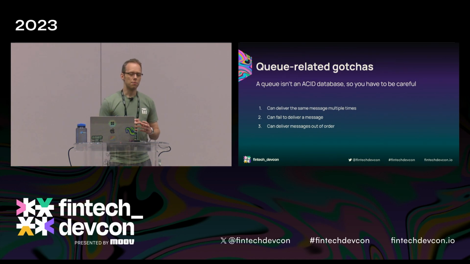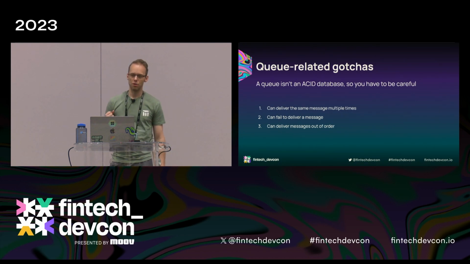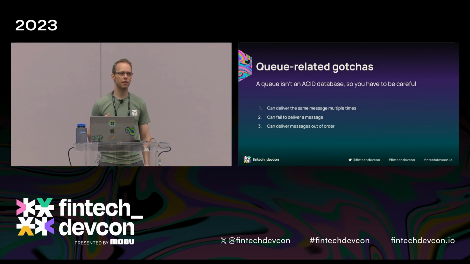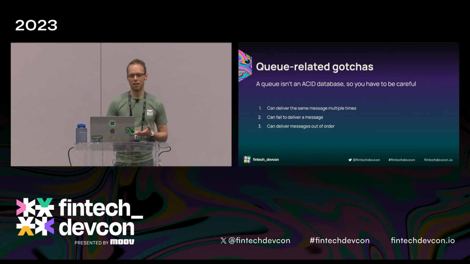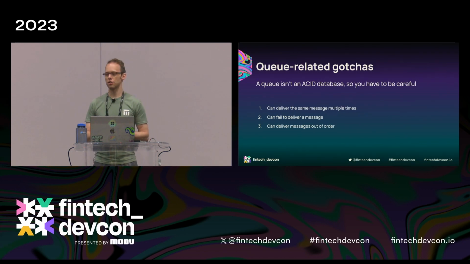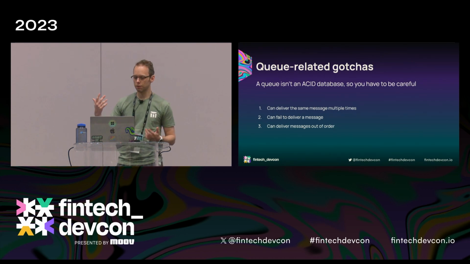The important thing to remember about a queue is it's not an ACID database. You have to treat the messages that come out of it carefully, a little bit skeptically maybe. There are three failure modes that are common. You can imagine the queue giving you the same message more than once. You can imagine the queue never gives you its message at all, or perhaps it gives you its message, but it's hours or weeks out of date. And then you can imagine that the messages come in out of order. All of these can be accounted for.